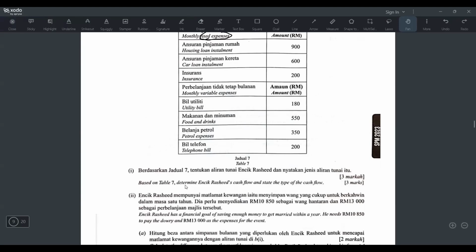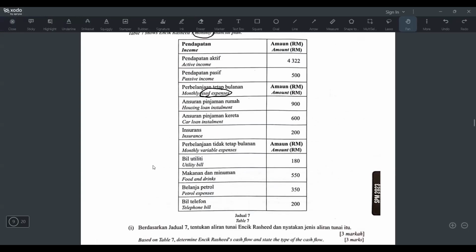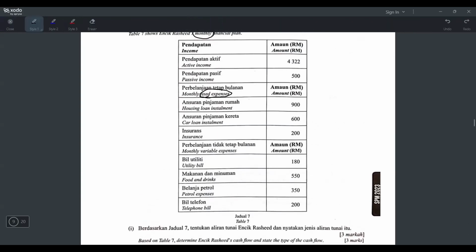Okay, so now number 1 says what? Based on table 7, determine Encik Rashid's cash flow and state the type of cash flow. So I will do it up here. Dia nak cari apa? Cash flow. Okay, cash flow in bahasa Melayu is called aliran tunai. And other formula, what is the formula? The formula is take the total income minus the total expenses. Okay, so what's the total income?